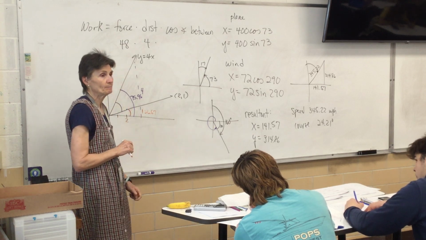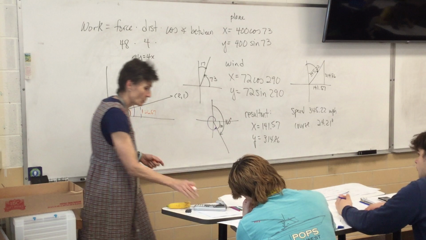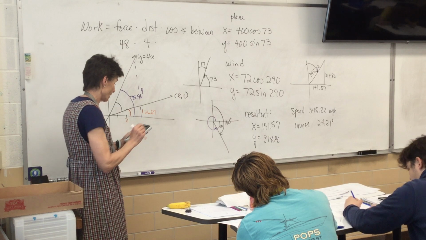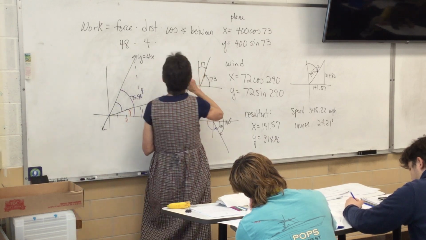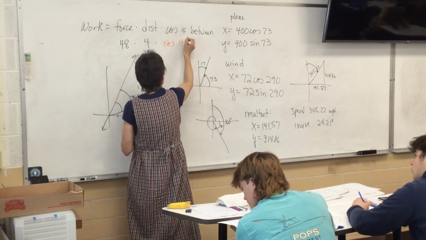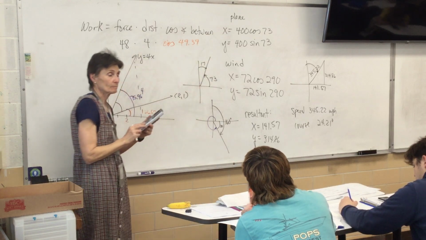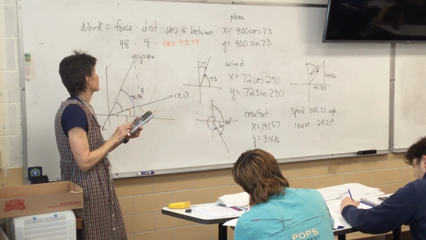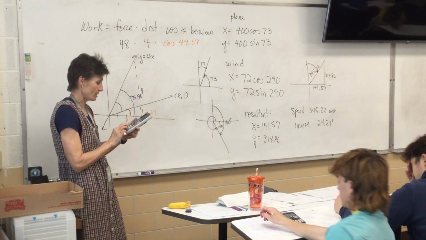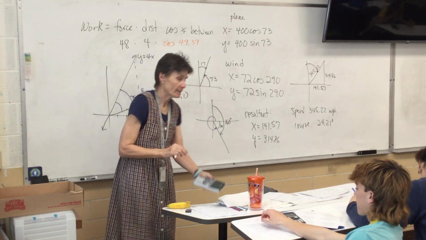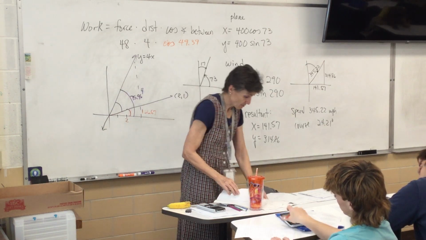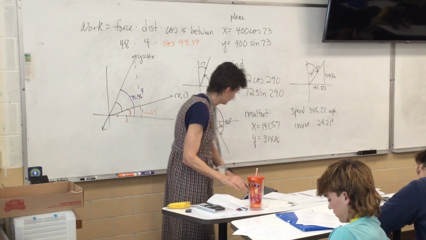So what's the angle in between them? Whatever those are subtracted, right? 49.39. Cosine 49.39. So 48 times 4 times cosine 49.39. Did you get 124.97? We got some rounding in there, but it's okay, there's a lot going on.